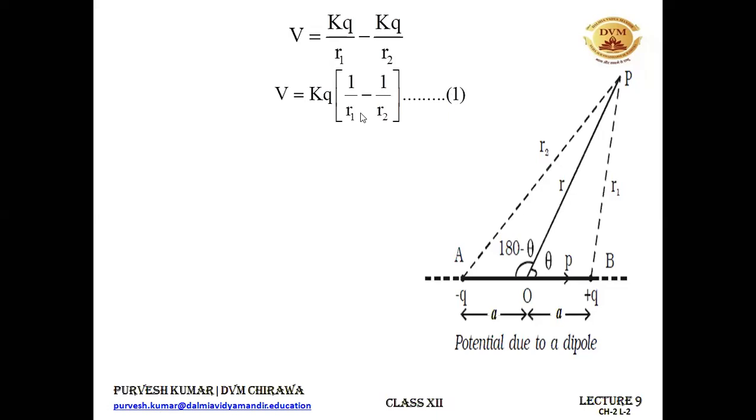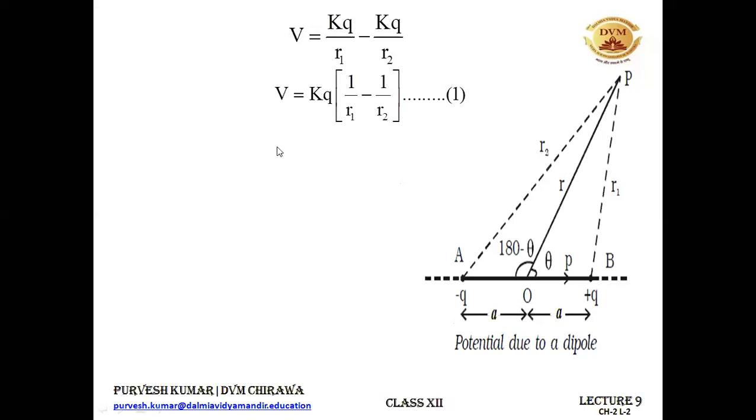We need to convert this 1 upon R1 in terms of R and the known quantities. Whatever the known quantities are, only in those can we convert and find out. So we need to find this R1 in terms of R and theta. This was given to us earlier, as well as this 2a, the distance between the dipole charges, which we know. This R1 and R2 we have assumed, so we need to convert these. Let's try to find the values of R1 and R2.